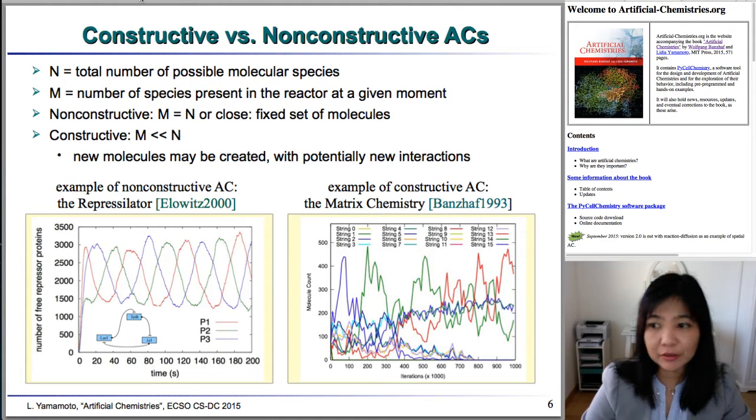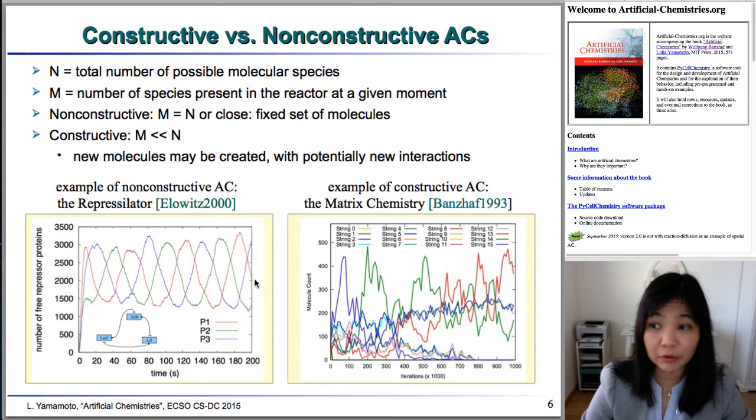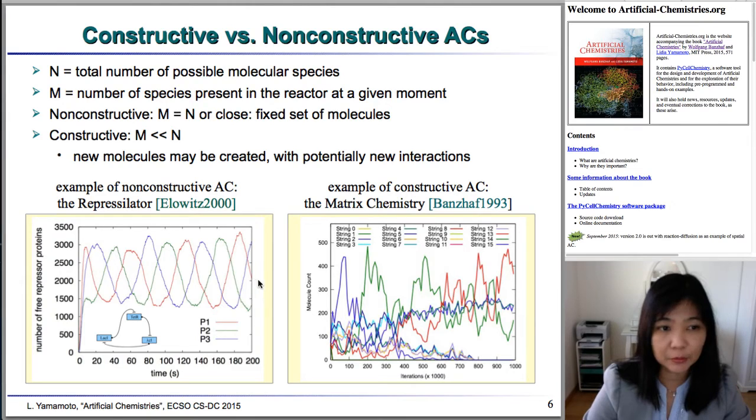Another distinction in artificial chemistries is between constructive and non-constructive systems. A non-constructive system, for instance, is the repressilator, in which three genes repress each other in a chain, in a cyclic manner, and it has been shown that this circuit exhibits oscillations of repressor protein concentrations, but the number of different molecular species does not change in the system.